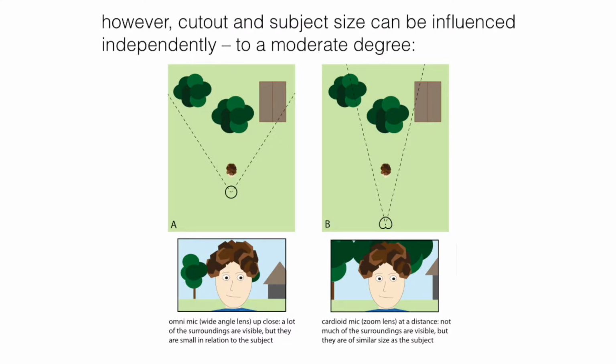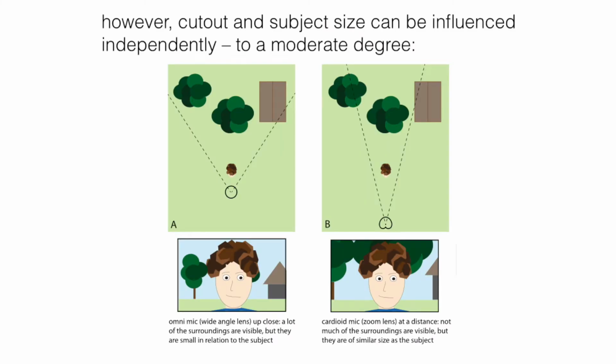Okay, so while cutout size and subject size are interrelated, it is possible to influence them independently. So what I'm drawing here is a comparison between microphone types and camera lenses, which holds true to some extent. The omnidirectional microphone in graph A being a wide-angle lens, and the cardioid microphone in graph B being more of a zoom type of lens. What I've done here is try to keep the subject size similar in both images, and that means positioning the microphones at different distances to accomplish that. And then you can see differences in how they render the background.